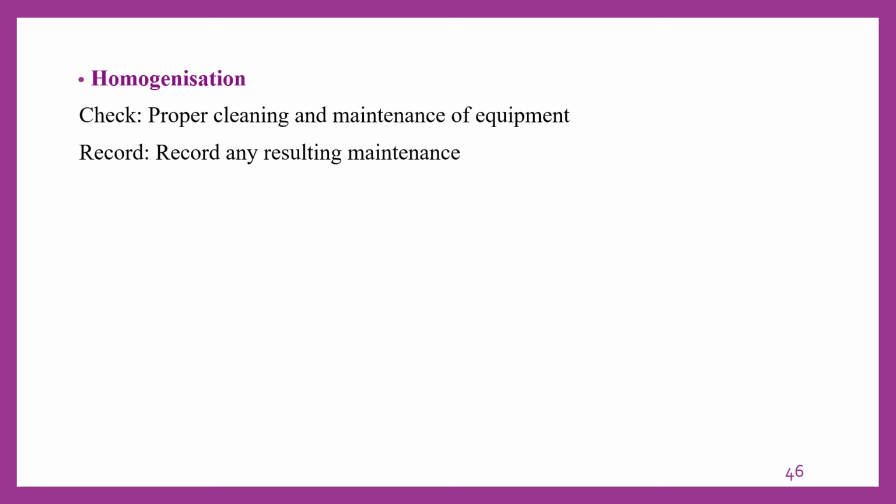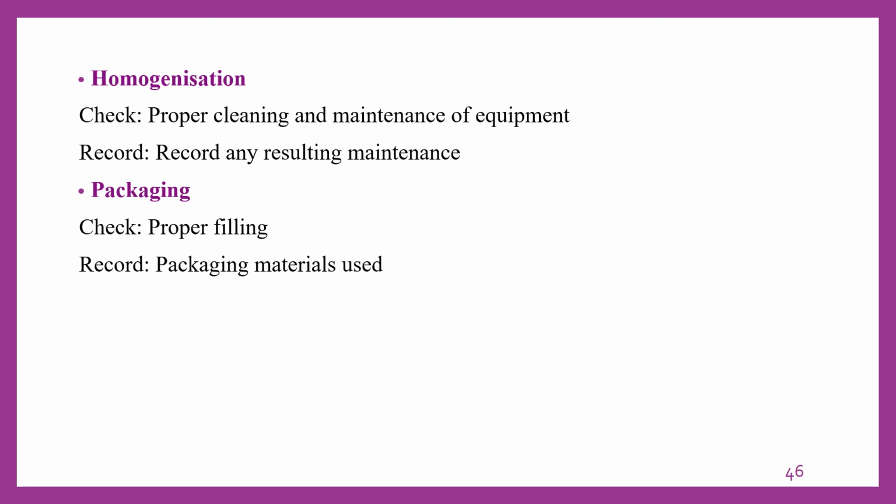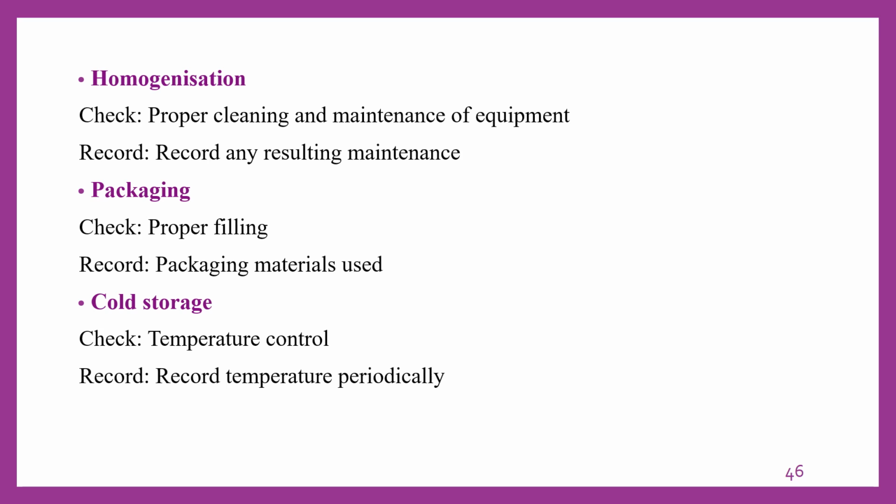Homogenization. Proper cleaning and maintenance of equipment should be checked. Any resulting maintenance should be recorded. Packaging. There should be proper filling. Packaging materials used should be recorded. Cold storage. The temperature control should be checked. The temperatures should be periodically recorded.